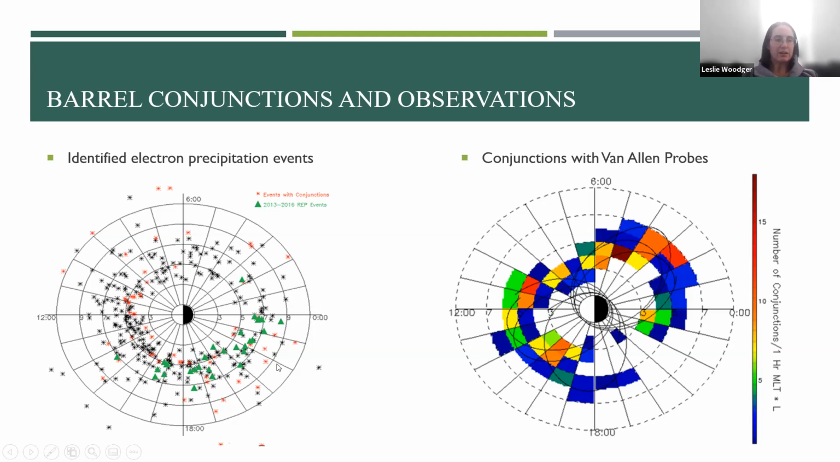And you can see that we see precipitation all over the place. But interestingly enough, the higher energy precipitation is mostly in the dusk to midnight time sector.